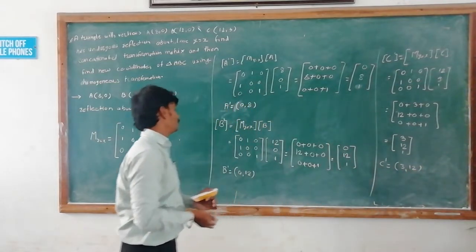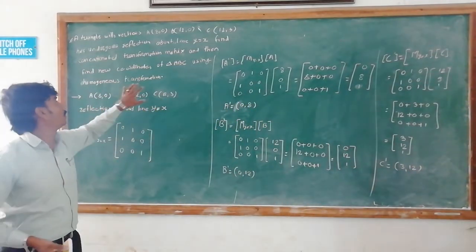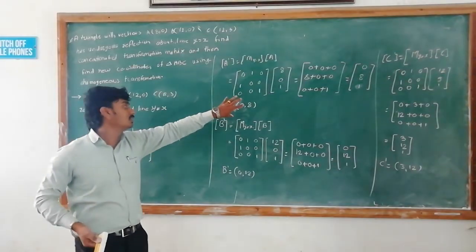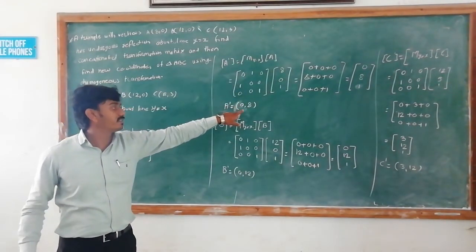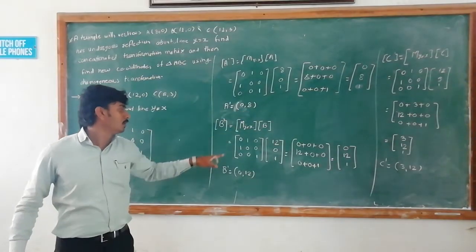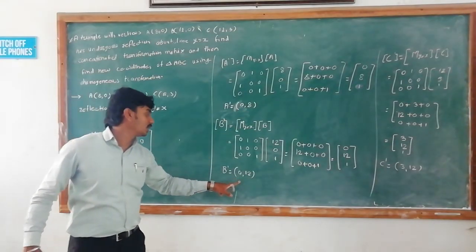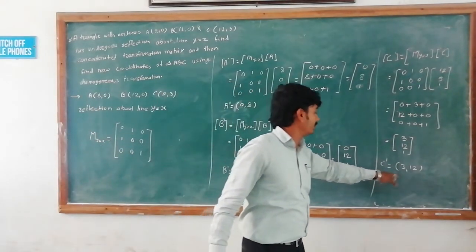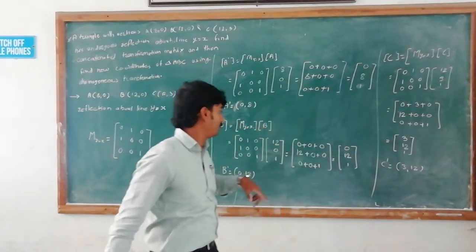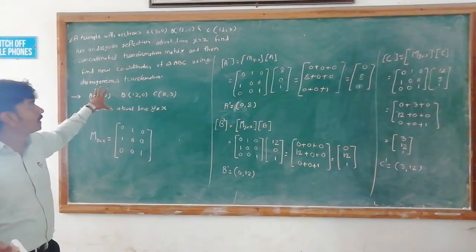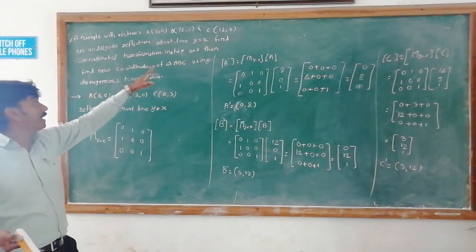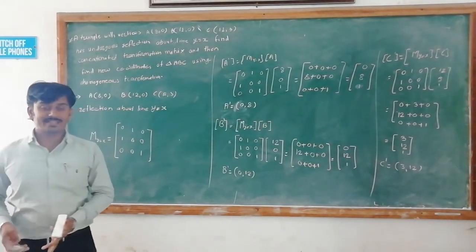Okay, so this is the new position of the points A, B, C. The new position of A is A dash, which has coordinates 0, 8. B dash has coordinates 0, 12 and C dash has coordinates 3, 12. So this is the reflection of the triangle ABC about the line y is equal to x.